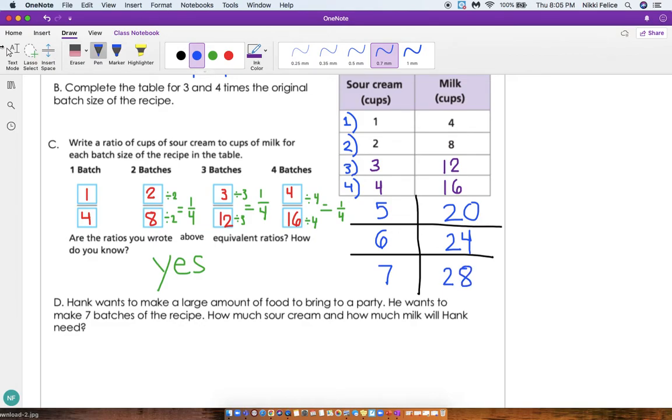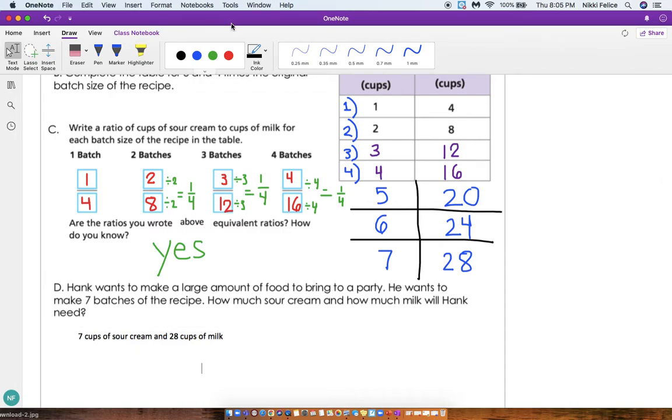So my answer would be 7 cups of sour cream and 28 cups of milk. Now, that's not the only way I had to solve this problem. If you notice, there is a multiplicative relationship from the first ratio for the different batches. Now let me show you what I mean.